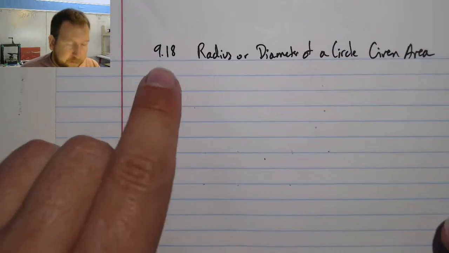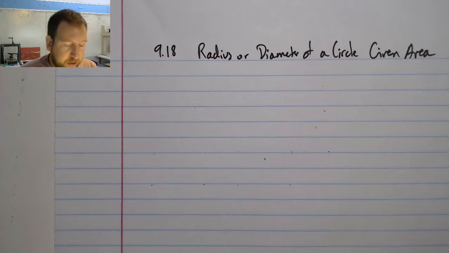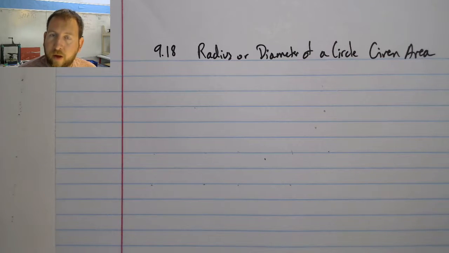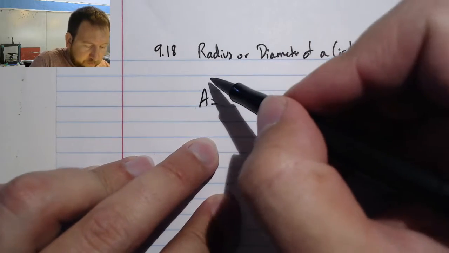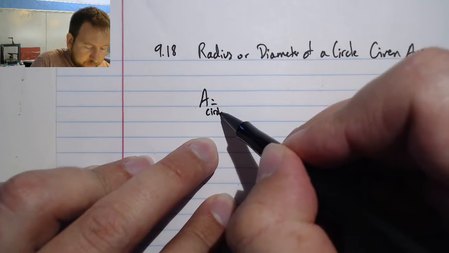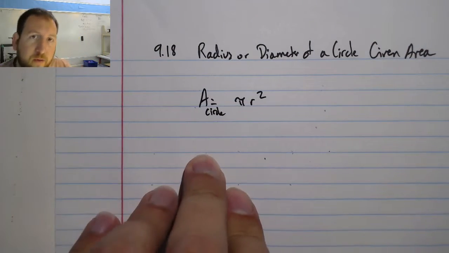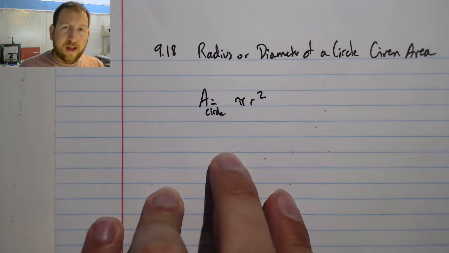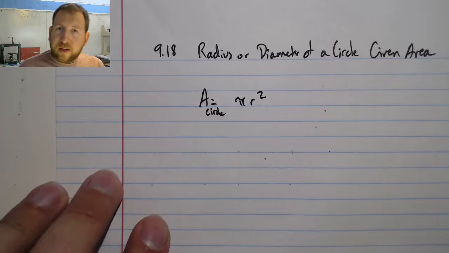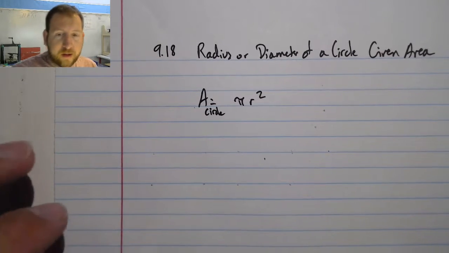All right, I'm going to talk about 9.18, which is going to be the last section that we do in this chapter, actually. And we're going to use the stuff that we used last time, only we're going to do it backwards. Last time we talked about the area of a circle is pi r squared, right? And we were given radii and diameters, and we could solve for the area. This time we're just going to be given areas, and we're going to need to solve backwards for the radii. Let me show you an example.